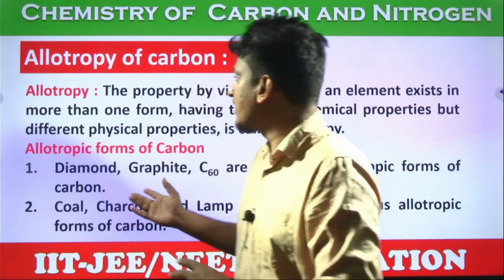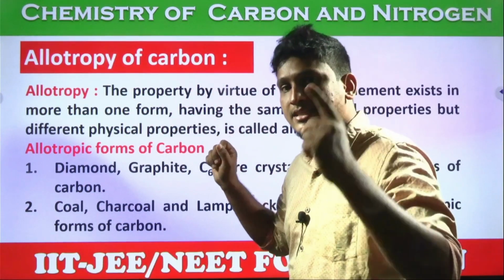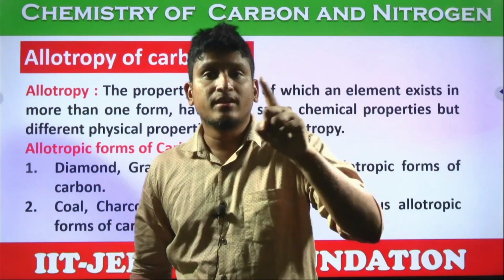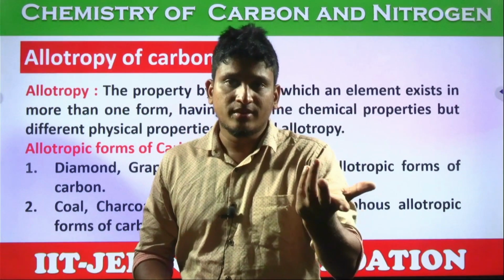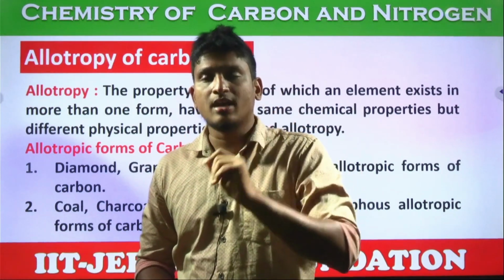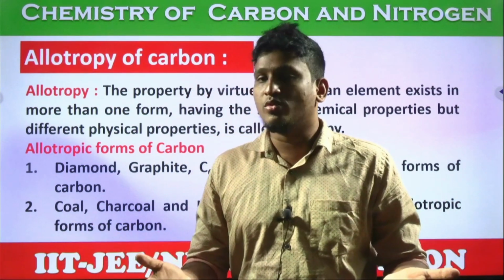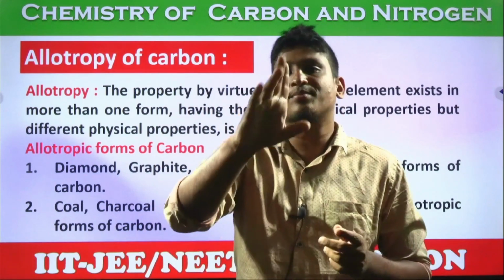So let us see some of the examples. First of all, what is allotropy? The same element can exist in different physical forms. How can it exist in different physical forms? It depends upon the bonding between the carbon atoms. The bondings between the carbon atoms are different. If the bondings are different, do the chemical properties differ? No. All the allotropes have the same chemical properties. They differ by physical properties only.